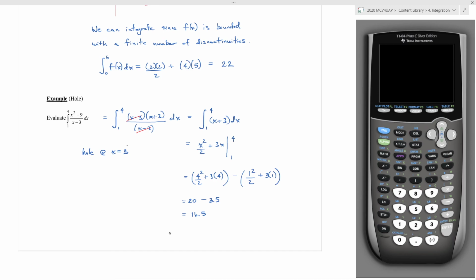Draw my vertical line with the 4 and the 1 there. And now I substitute in the 4. I substitute in the 1. Subtract the two values, and I get 16.5. So even though the function has a hole on the interval of integration, in other words, the 3 is in between 1 and 4, I can still integrate because there's no vertical asymptote.